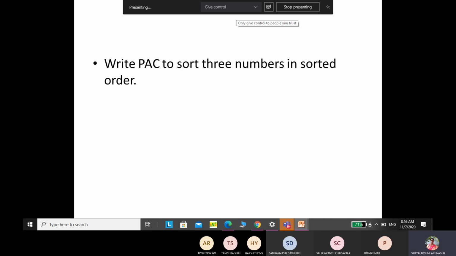Select the first number, check if it is larger than the second number, and if it is larger, swap places. Select the second number, check with the next number. If it is larger, swap again. Like that, that is correct.